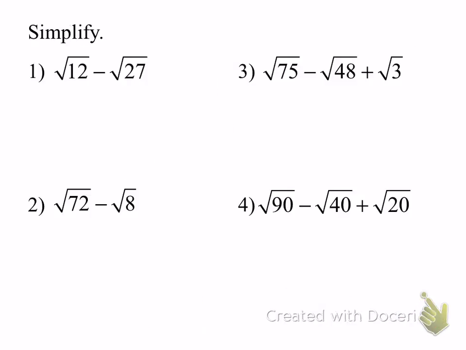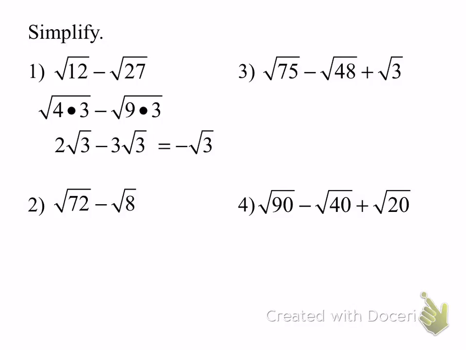Okay, so now we have radical 12 minus radical 27. I'd like you to do number 1 and 2. Go. Let's check our answers. 12 is made up of 4 and 3. 27 is 9 and 3. 2 rad 3 minus 3 rad 3 is 1 rad 3. Negative 1 rad 3.